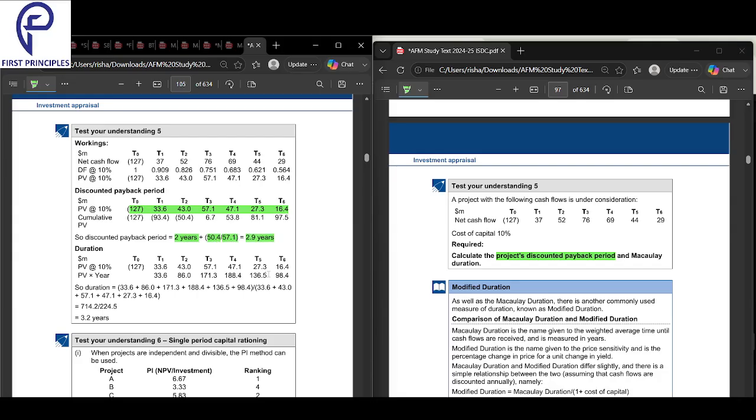2.9 years is our discounted payback period. So within 2.9 years, we will get everything back. That's how you do a discounted payback period, right? Within 2.9 years, we will get everything.